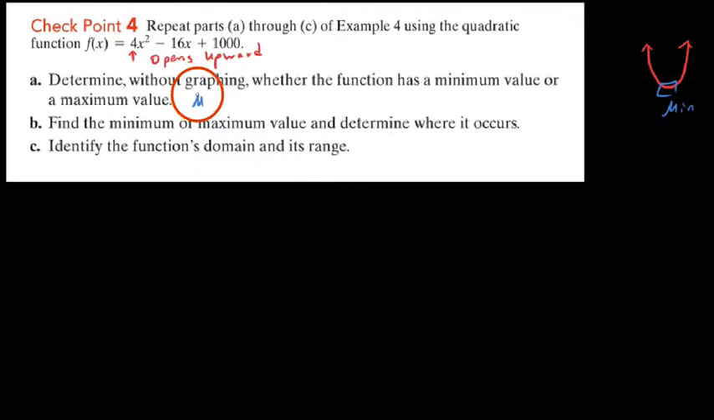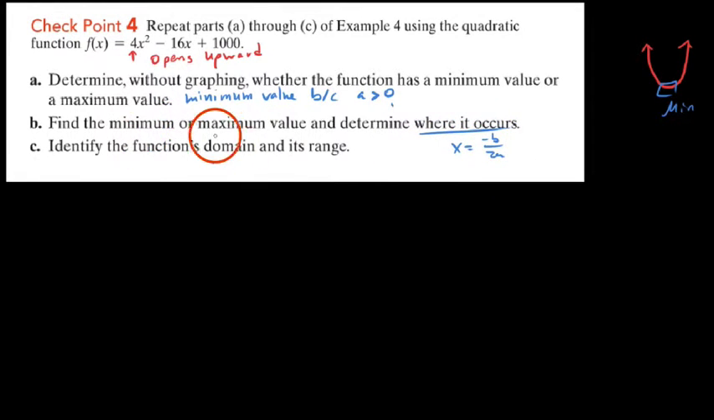It is so small. We'd say minimum with a lowercase m. Minimum value. And I'm going to say because a is greater than 0, it opens upward, okay? Next, we say find the minimum or maximum value and determine where it occurs. Okay, well here's the deal. When it says where it occurs, it's saying here's the x value that it happened at.